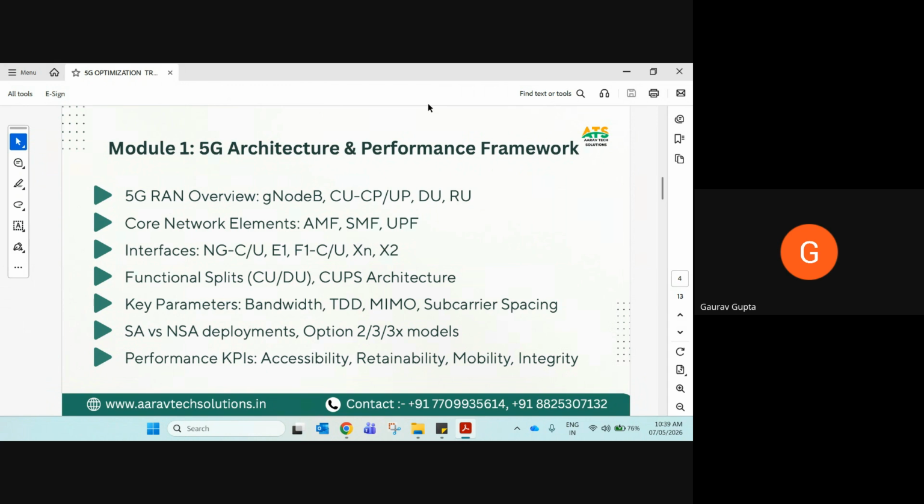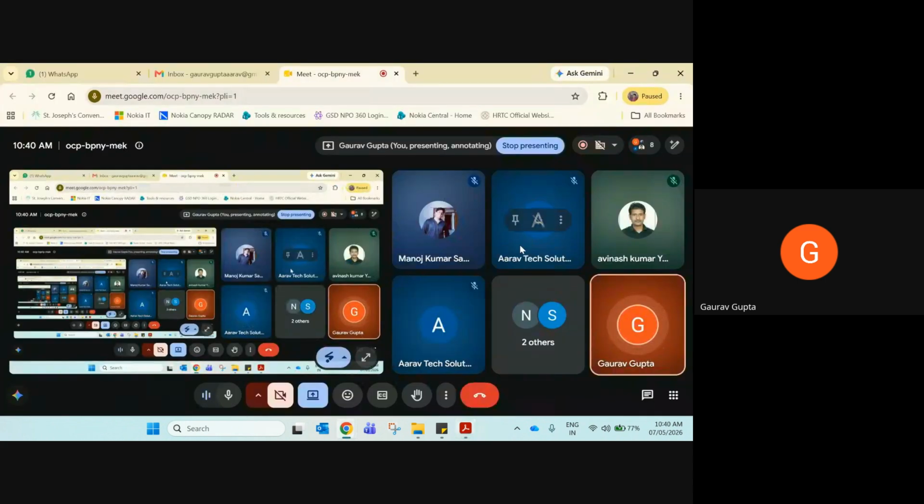All the topics that will be covered, you can see on the screen right here in front of you. So, in architecture we will start with basically the fixtures, the components, the nodes that are being used in the complete 5G architecture.